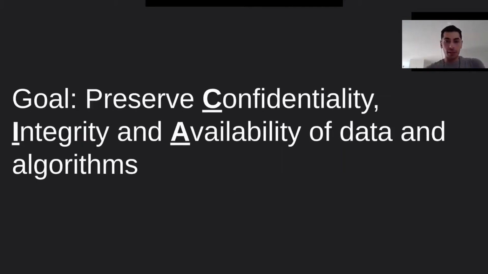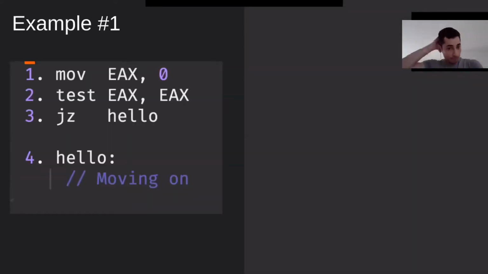So this is the CIA triad: preserving confidentiality, integrity, and availability of data and algorithms, and it applies perfectly in here. So I have a quick example in here. I would have loved to do this with a live audience and ask them questions about it, but it would have been a lot nicer and more interactive. But I'm just going to stick with my monologue in here.